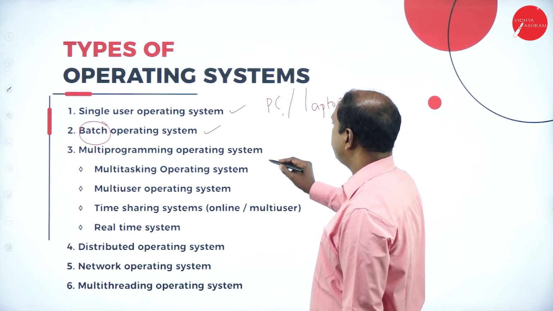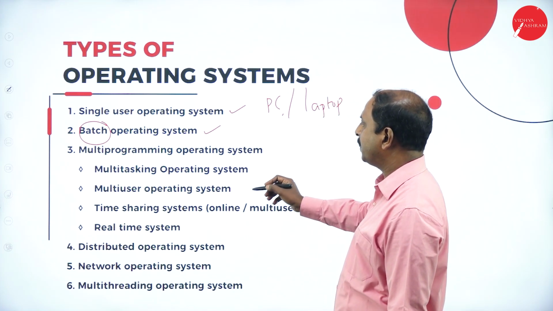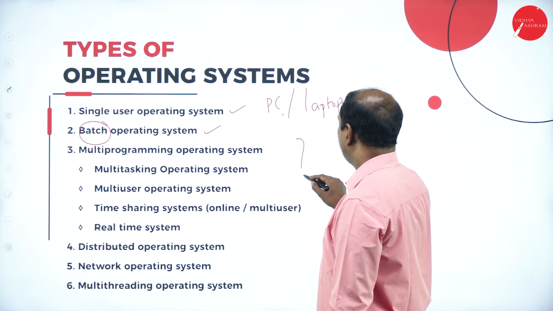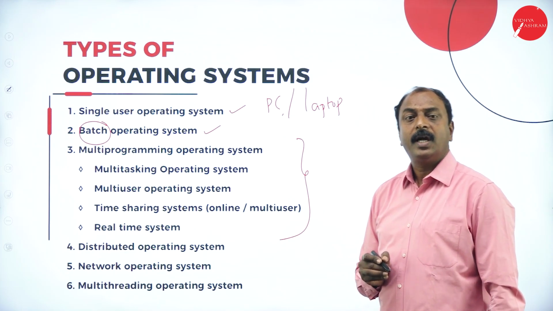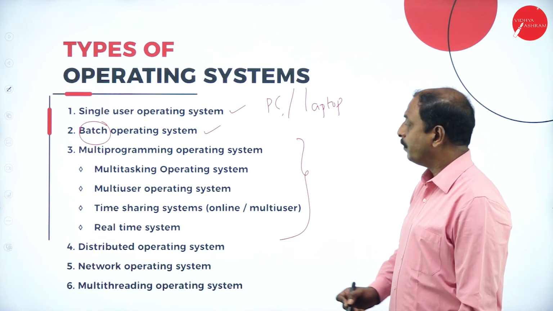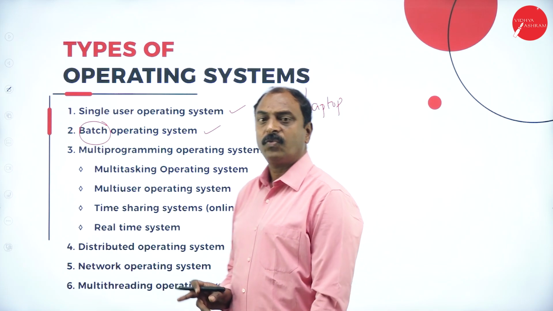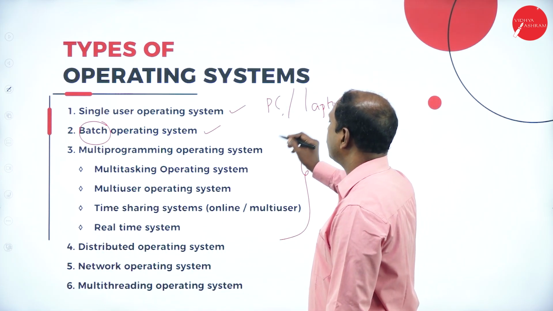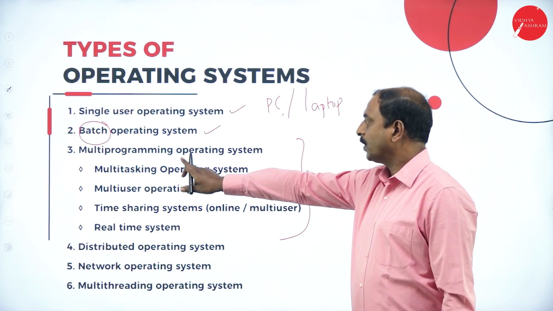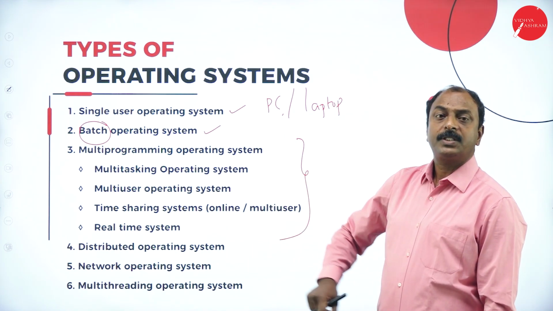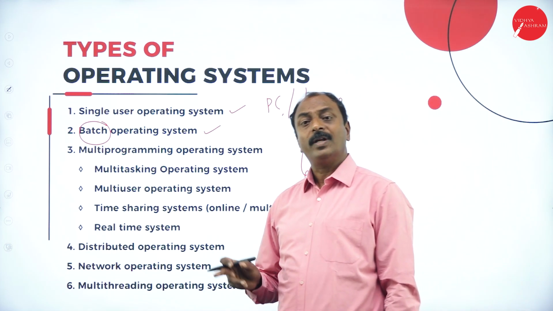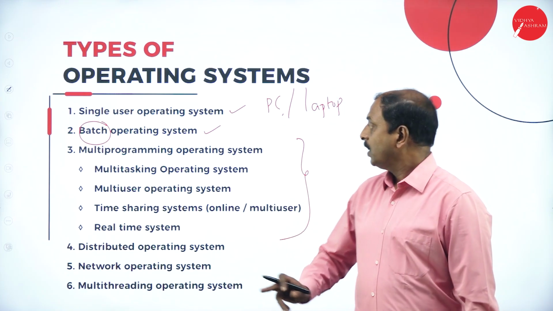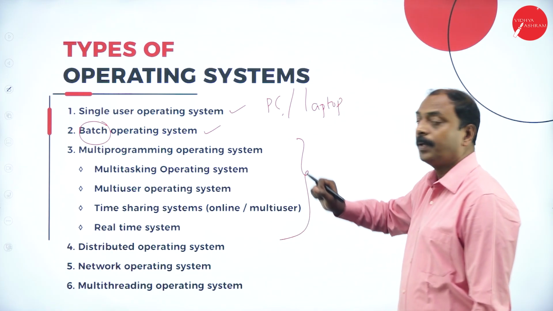Next are multi-programming, multitasking, multi-user, time sharing, and real-time. All these are different types of operating system, and technically there is a difference, but if you look at the definition or function, they look alike. For example, let us see the multi-programming operating system. Multi-programming means an operating system which supports or executes more than one program simultaneously at a time. That is the meaning of the multi-programming operating system.